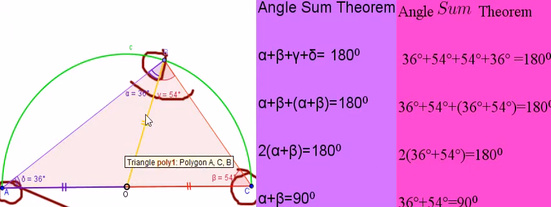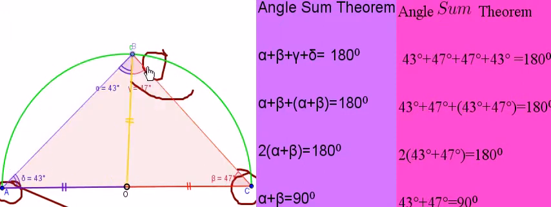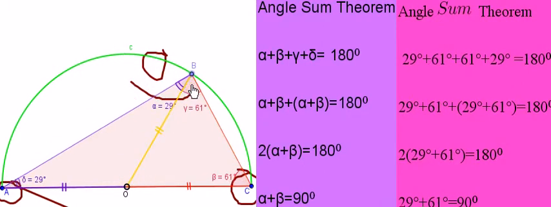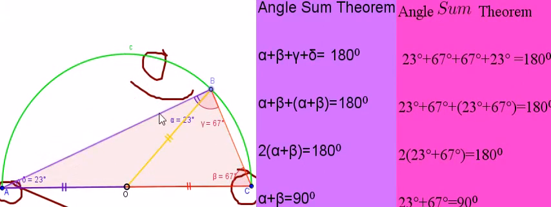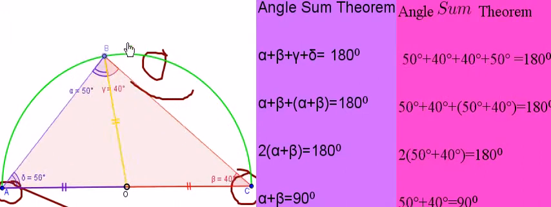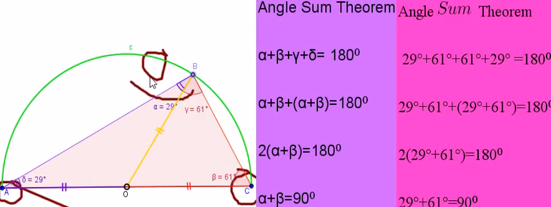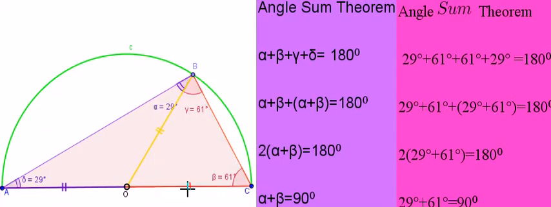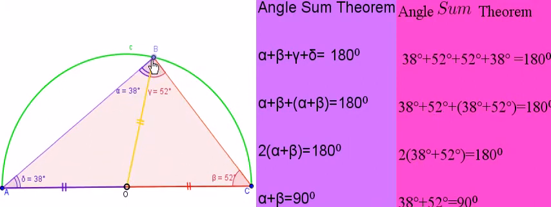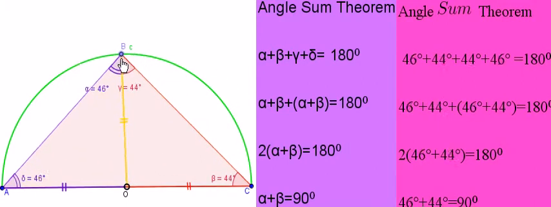It doesn't matter if I move my circle or not. If I move my triangle, it doesn't matter. This one over here always has to be a right triangle. And I am going to explain how easily you can understand this concept of Thales. I'm going to use the angle sum theorem.